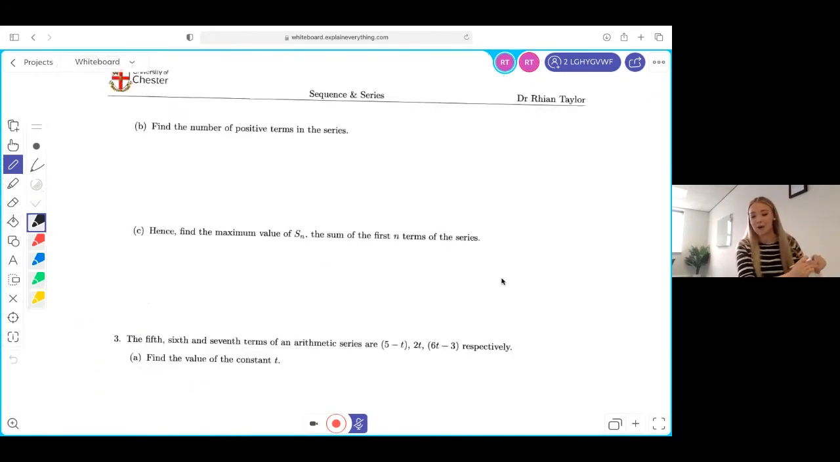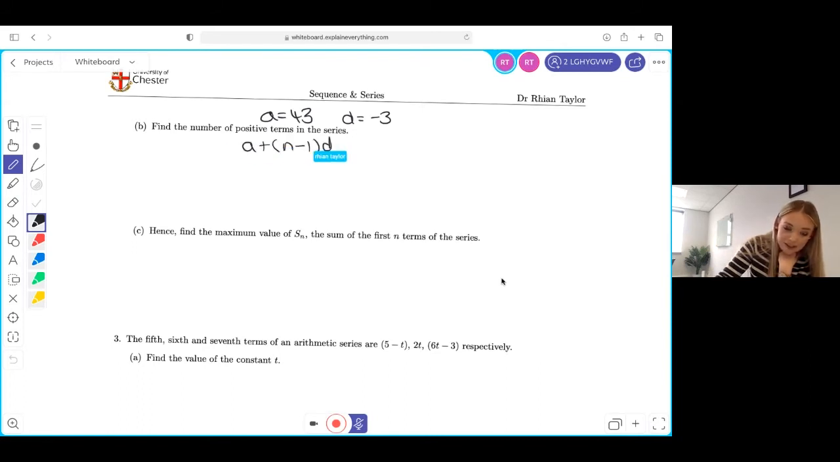So the part B, find the number of positive terms in the series. The common difference between each term was minus 3, so this series is getting smaller each time. I'll just remind myself at the top, A is 43, D is minus 3. Because we want the number of positive terms in the series, we want the greatest number for n, so that a plus n minus 1 times d is still a positive number, because after that they'll start going negative. So we just want to solve this for the greatest number of n.